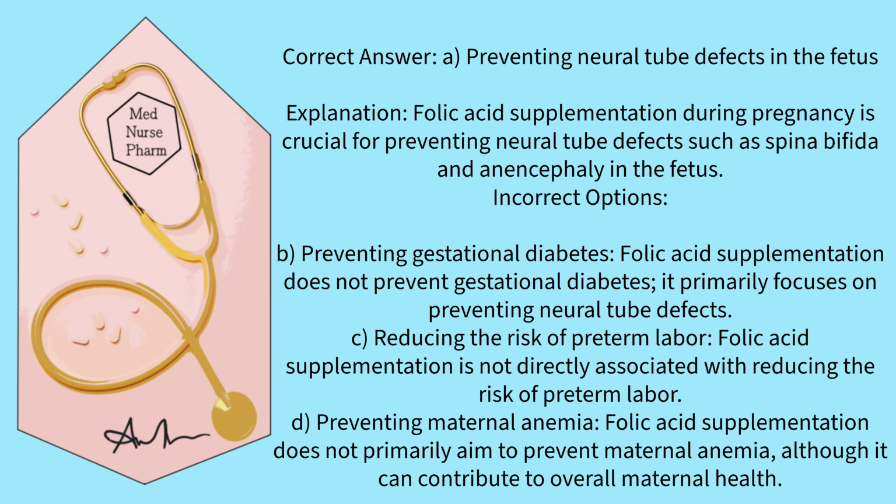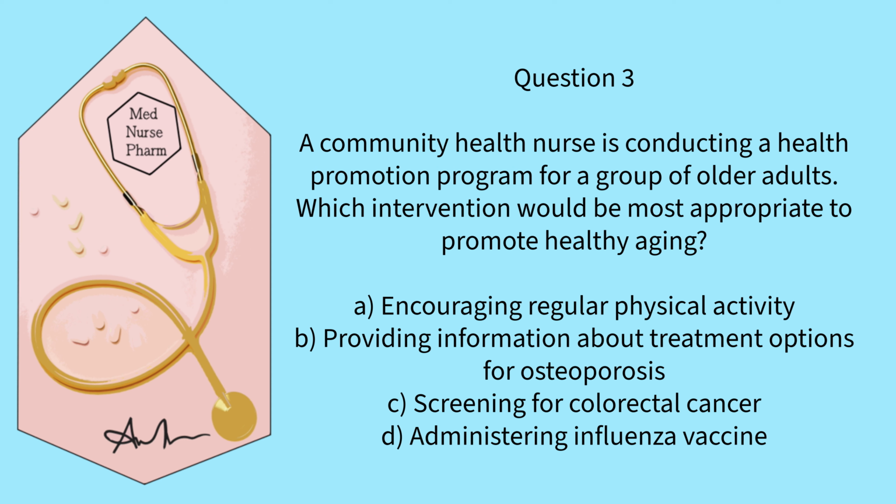If you chose option A, you are correct, preventing neural tube defects in the fetus. Folic acid supplementation during pregnancy is crucial for preventing neural tube defects such as spina bifida and anencephaly in the fetus. Question 3. A community health nurse is conducting a health promotion program for a group of older adults.